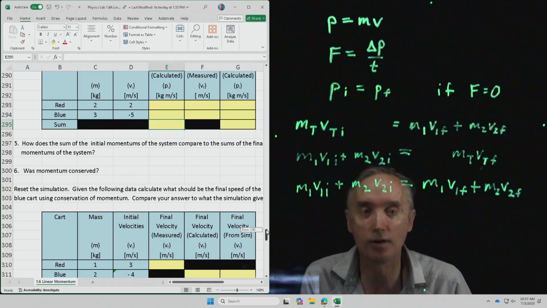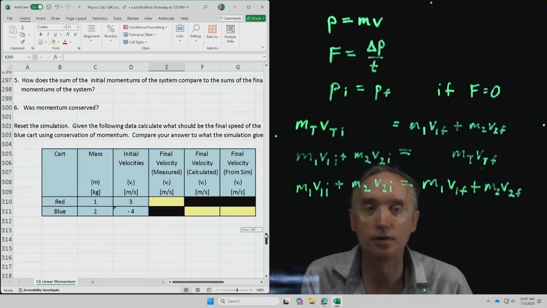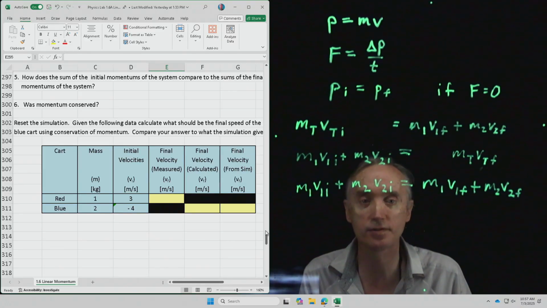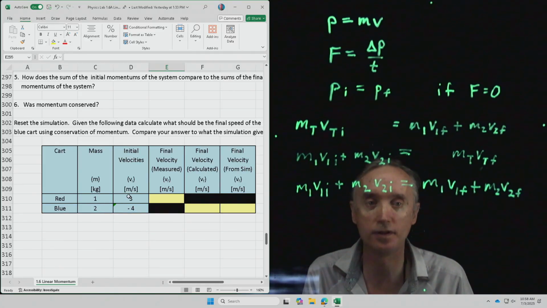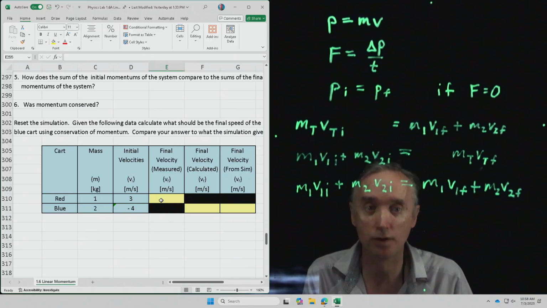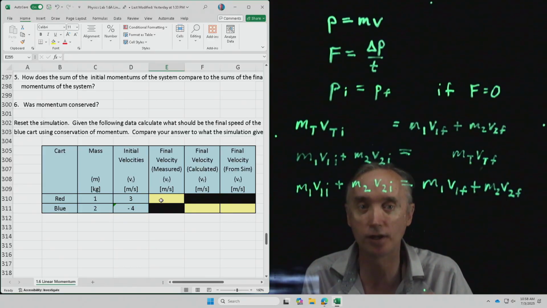All right, now we're going to make it harder. So this time you've got the initial masses, you've got the initial velocities. You're going to measure the final velocity of the red one from the simulation. Don't look at the blue one.